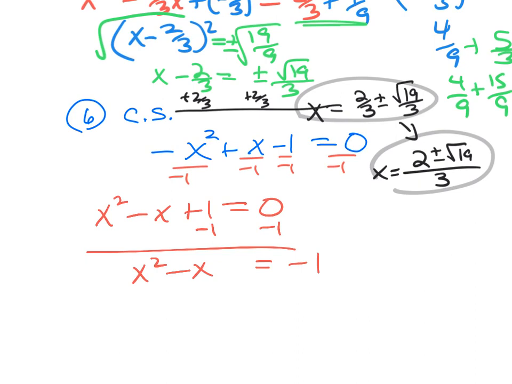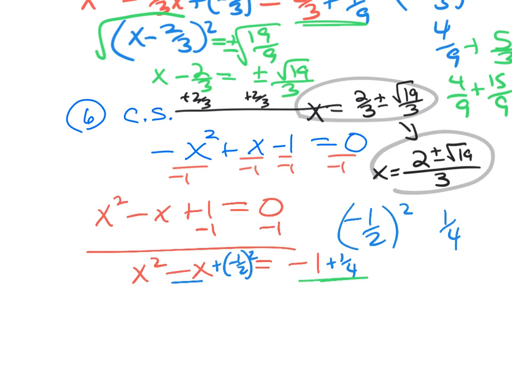I now need to take the b term and divide it by 2. So -1/2 squared gives me positive 1/4. That's what I'm adding to both sides. So in here I'll put the -1/2 squared. I now need to add -1 and 1/4. So I'm going to change the -1 into -4 over 4, and this gives me -3/4.